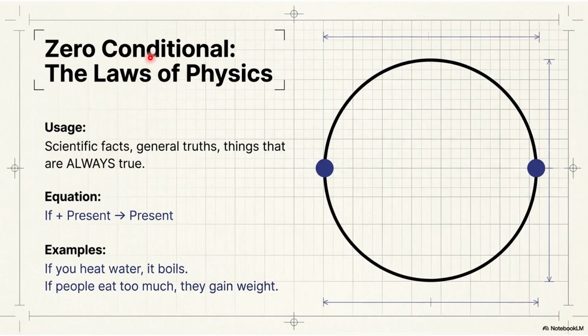We have the zero conditional, which is normally for the laws of physics. Usage. Usage means uso. Scientific facts, general truths, things that are always true. The structure is if plus present plus present. For example, if you heat water, it boils. Here we have the present tense. If people eat too much, they gain weight.